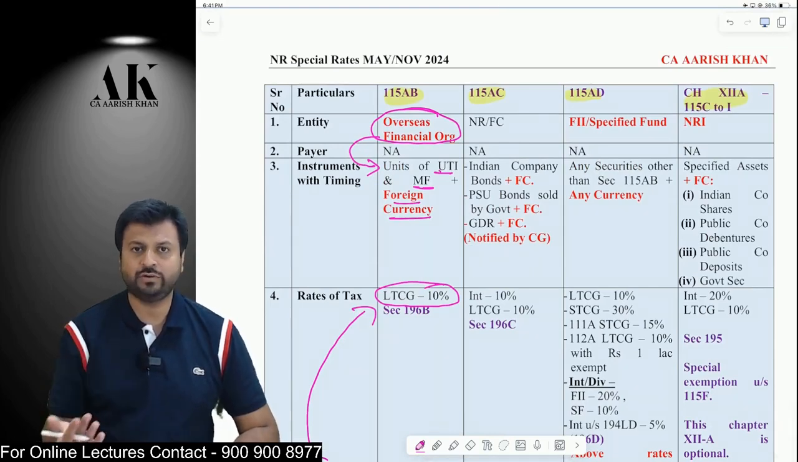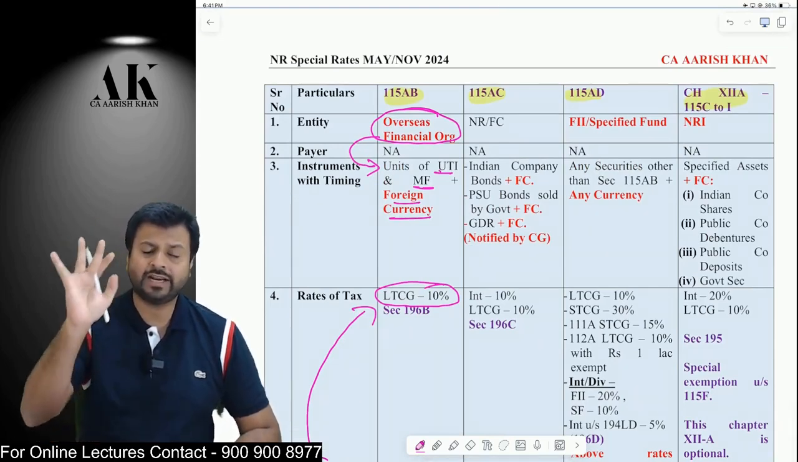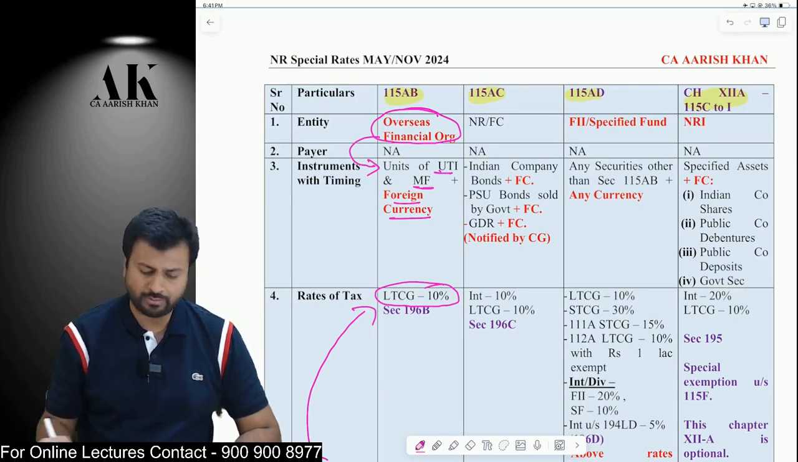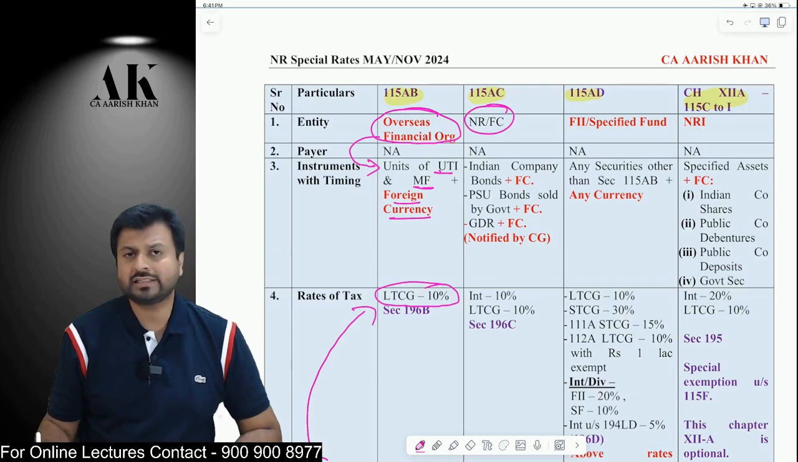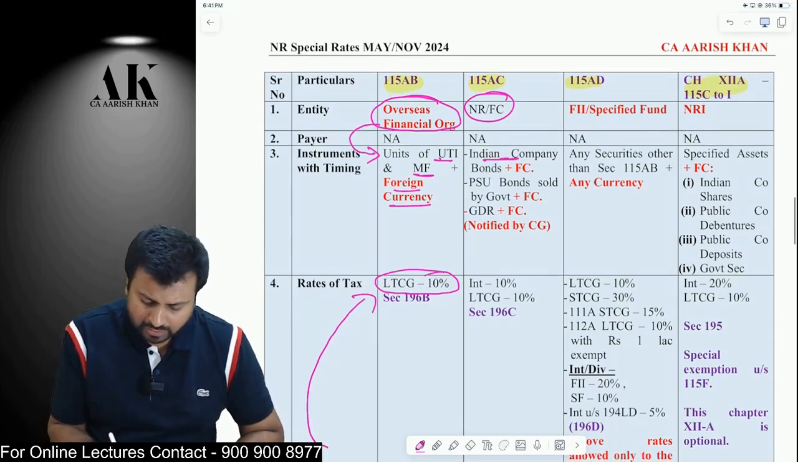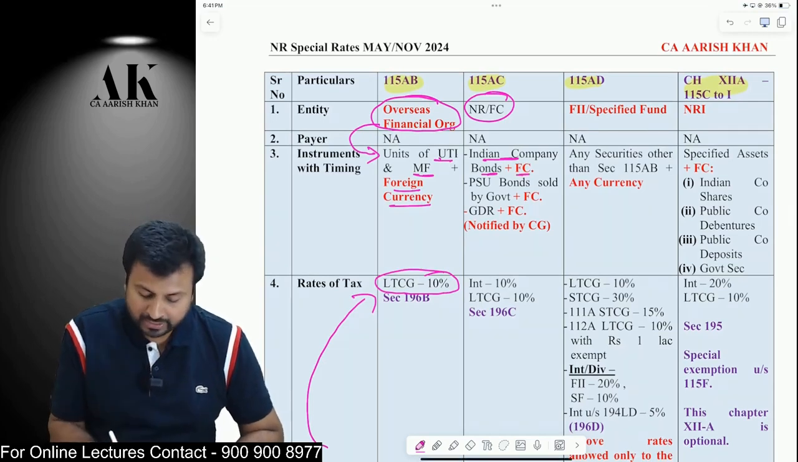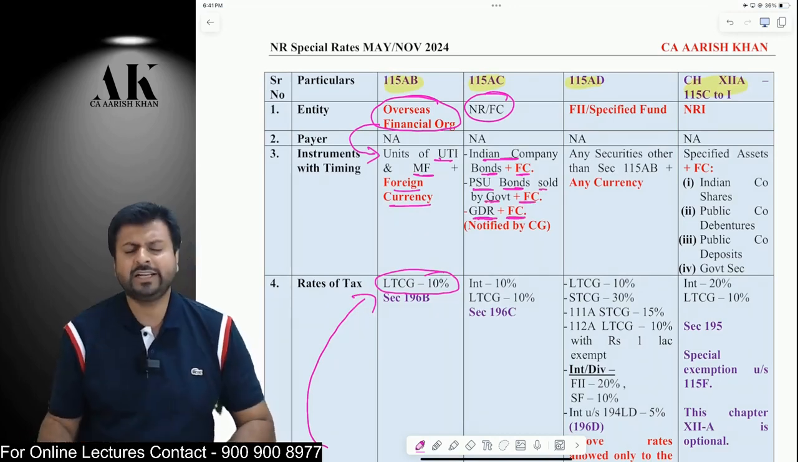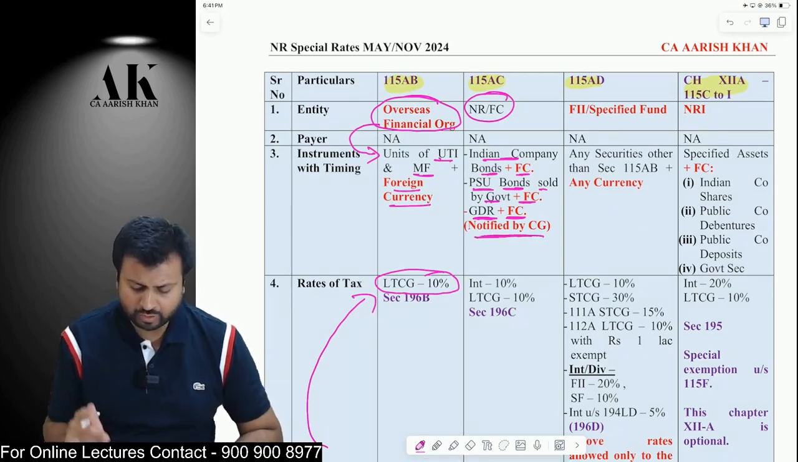Now coming to the next section, which is an important one, and this is the section where many students get confused with the third category of interest. I'll tell you which category I'm talking about. 115AC: there is a non-resident or foreign company. What is that non-resident and foreign company doing? It is buying bonds of Indian companies in foreign currency. It is buying bonds of public sector companies sold by government in foreign currency. It is buying GDR in foreign currency, and all of them should be notified by the central government.